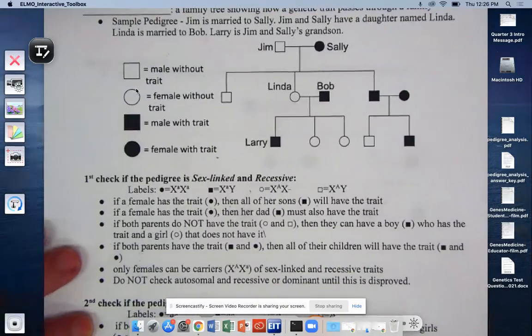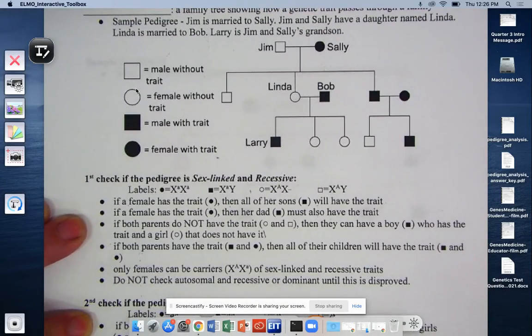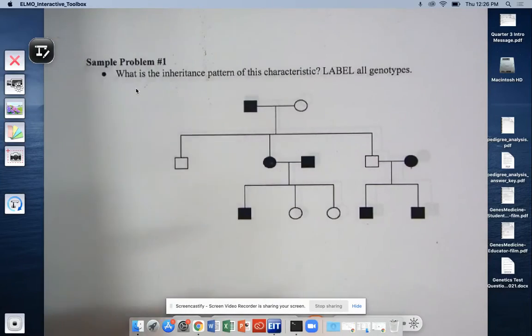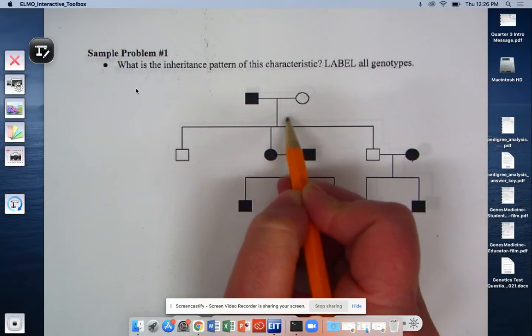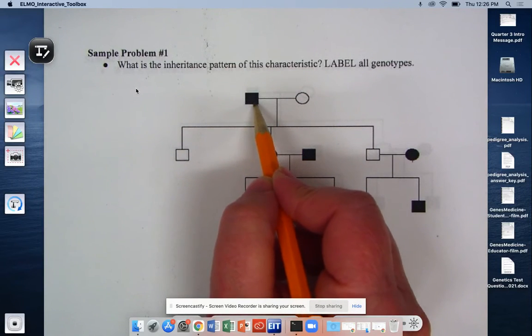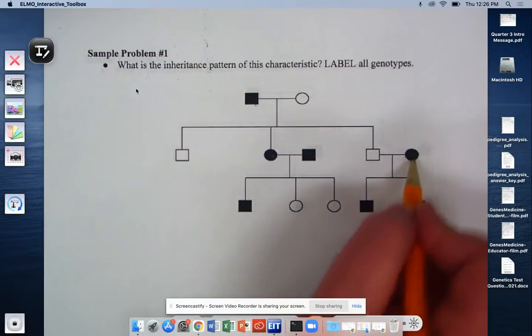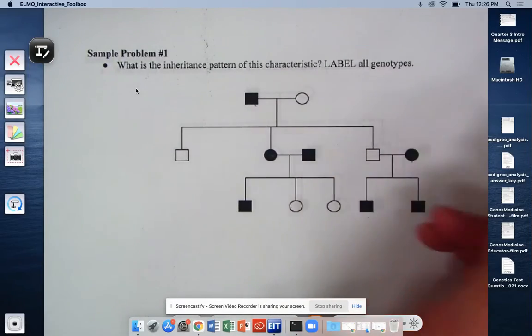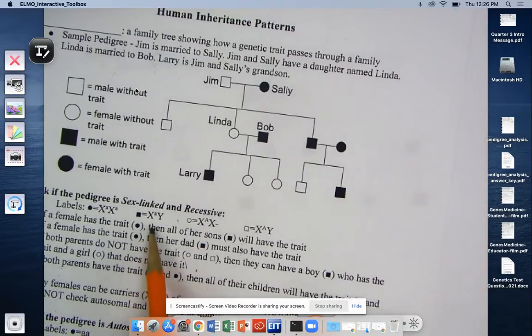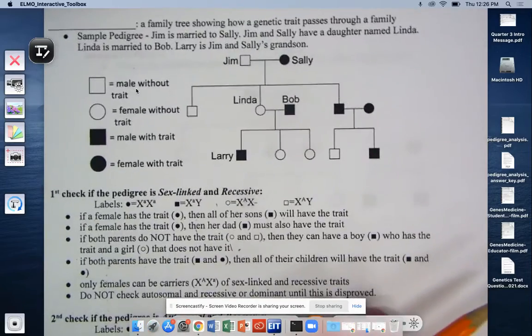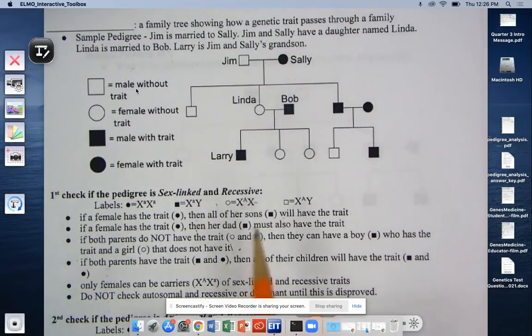Next one on this list. If a female has a trait, then her dad must also have the trait. So this female has the trait, and if you look up, so does her dad. Now, what about this female? Well, we don't know her dad, but we do have one, so that's also a yes. So far, we have not proven otherwise.